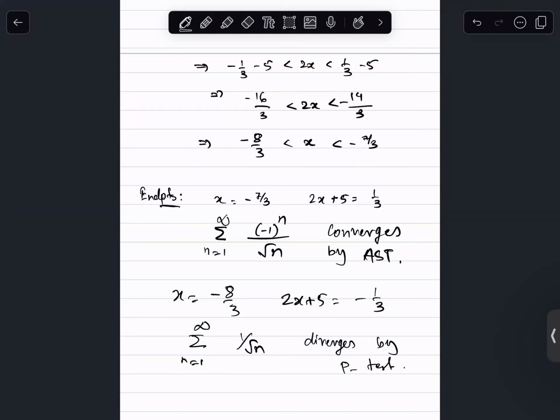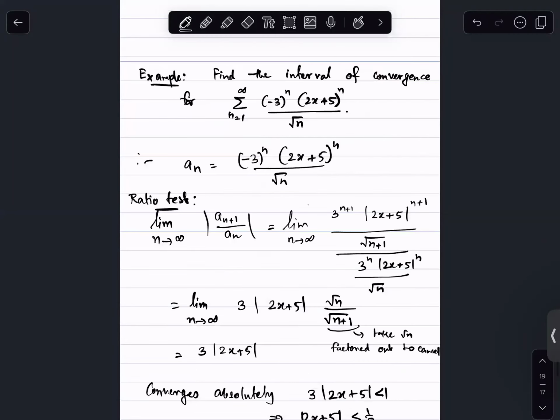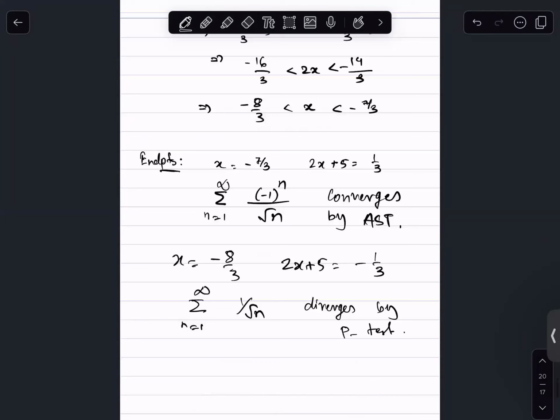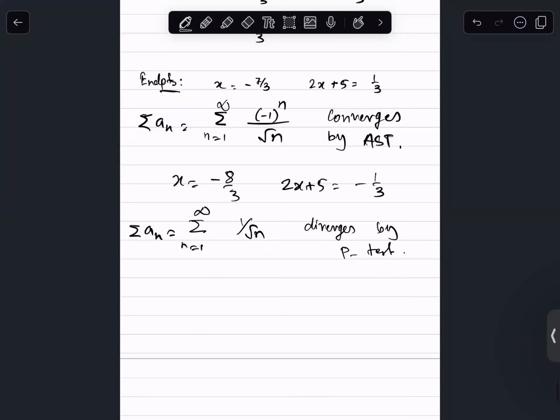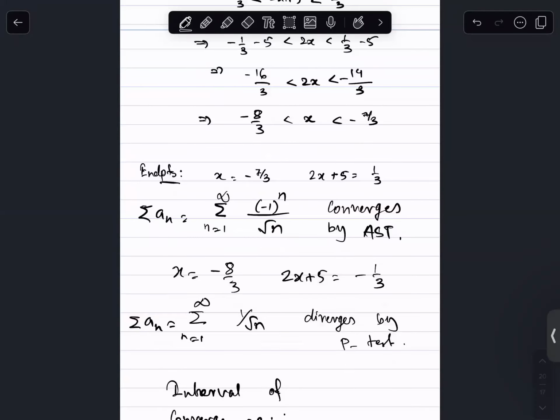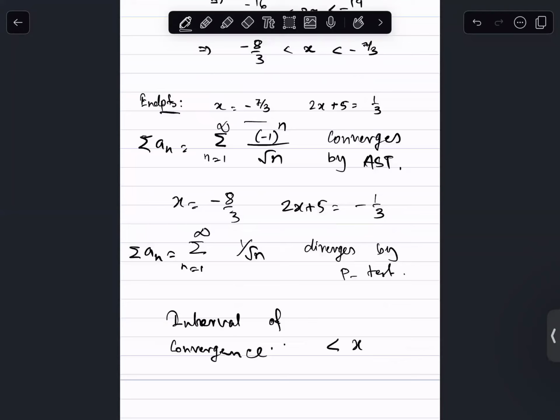Okay. So the series, let me just write this as the summation of a_n. Then this summation of a_n becomes that. Therefore our interval of convergence becomes, I should include minus 7 over 3. So x strictly between minus 8 over 3 and minus 7 over 3, including minus 7 over 3, should be okay. So this is my final interval of convergence.